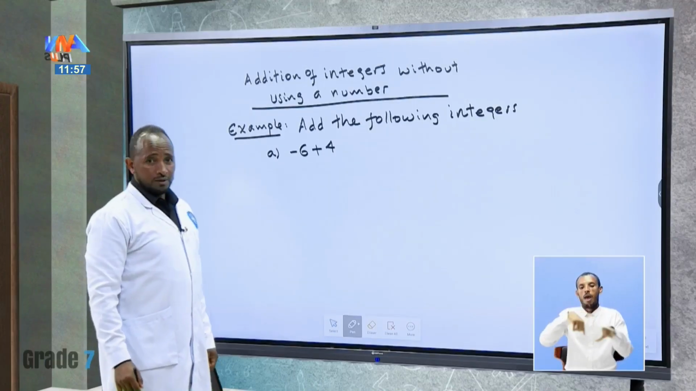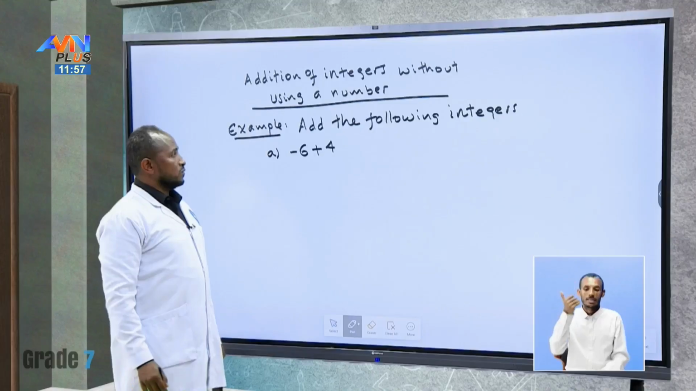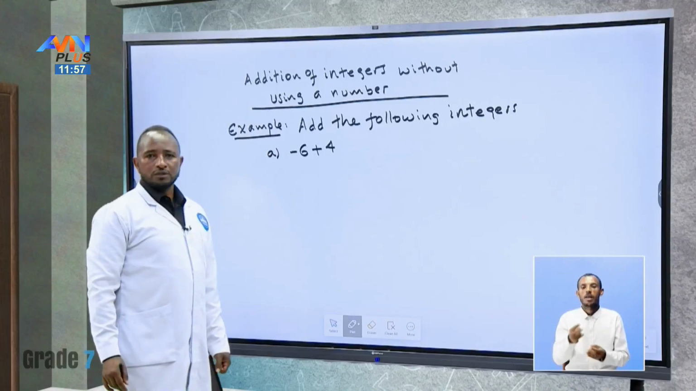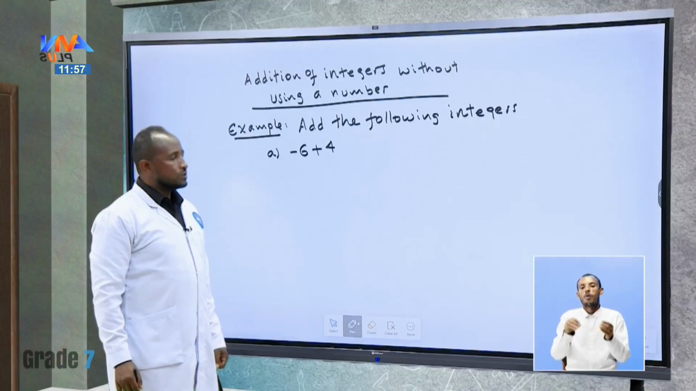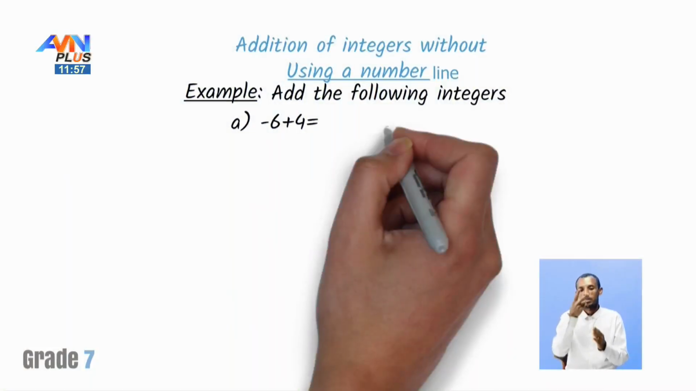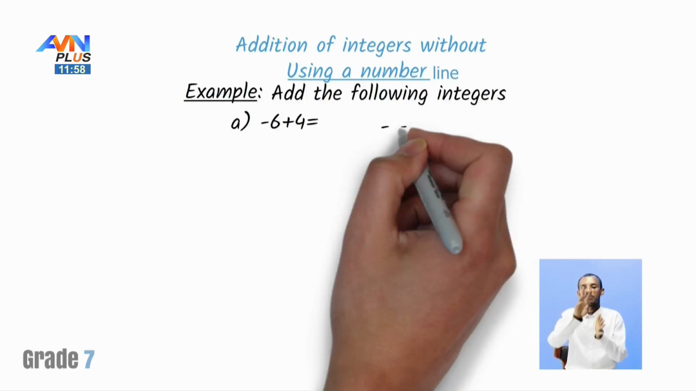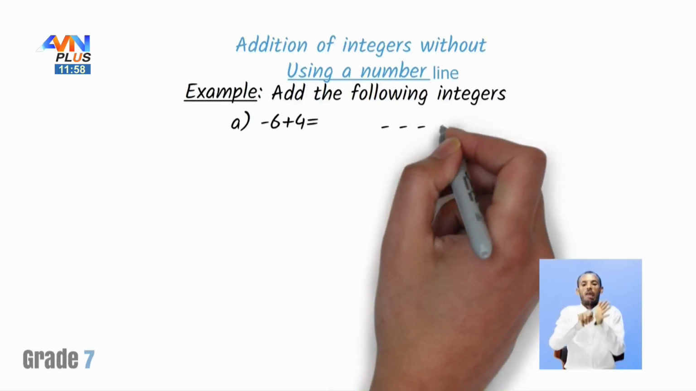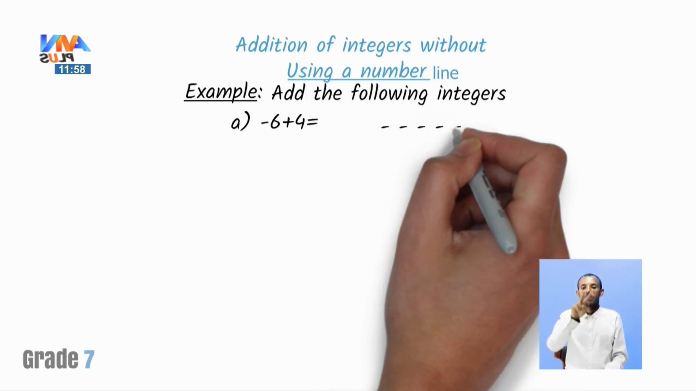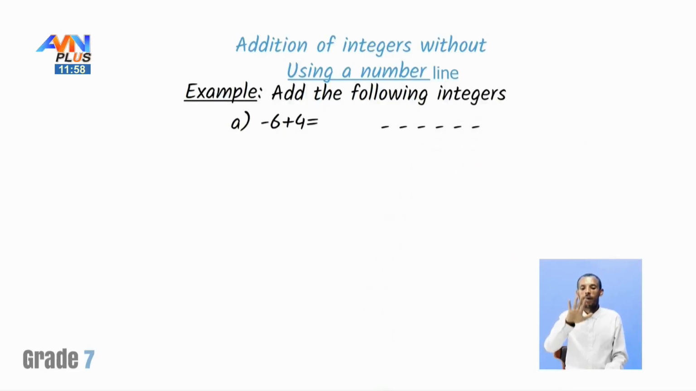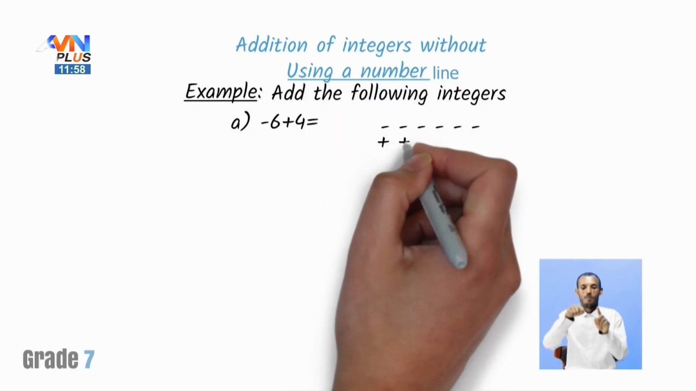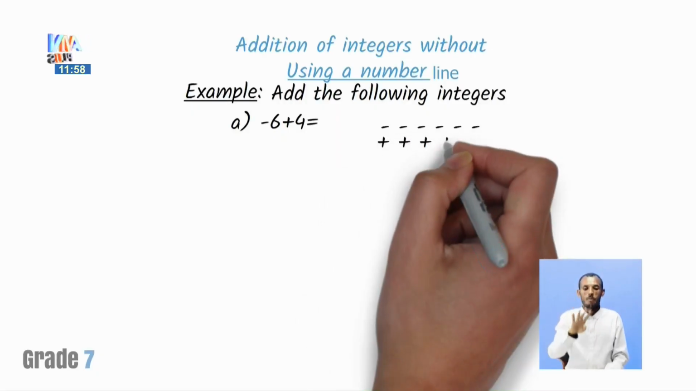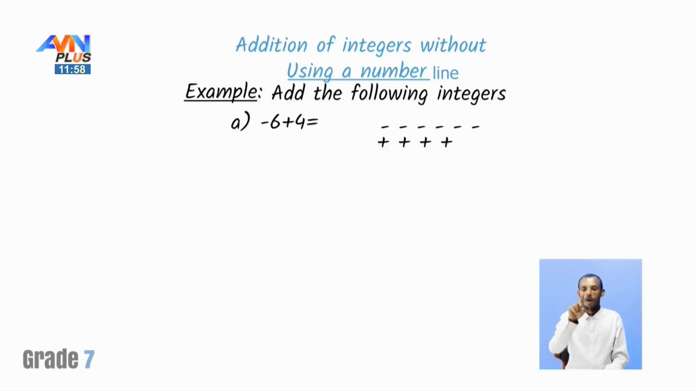Look, in the previous section, we have seen how to add two opposite numbers. We said the sum of two opposite numbers is always 0. So, let's put these two numbers in this form. -6 means you have 6 negatives. So, here, let's put 1, 2, 3, 4, 5, 6. 6 negatives. And here it is 4, it's positive. How many positives do we have? 4 positives. So, 1, 2, 3, 4.